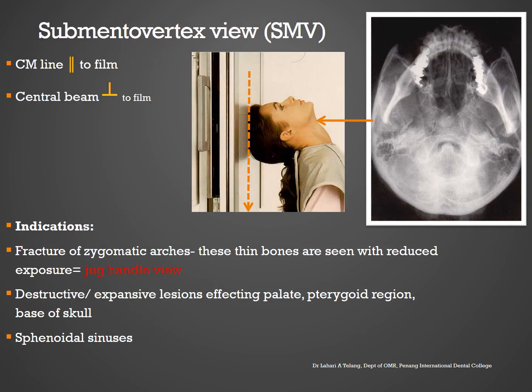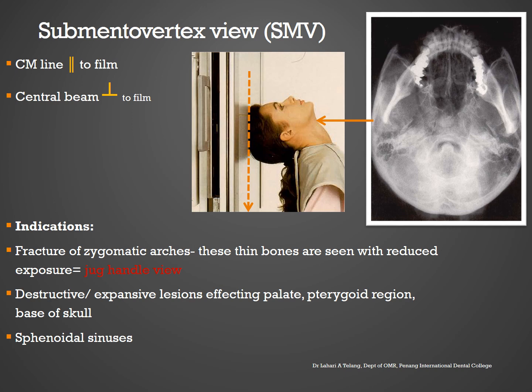The submento vertex view. Now this is a little different from the previous views. You will notice that the patient is in the opposite direction. The X-rays are coming from the front of the patient and directed towards the posterior of the skull. So the canthomeatal line is parallel to the film. So now you notice that the patient's head is tilted backwards and the central ray is perpendicular to the sensor or the film. Now the indication for this X-ray would be fracture of the zygomatic arches. So you can see the zygomatic arches very clearly when the lower arch actually superimposes over the upper arch.